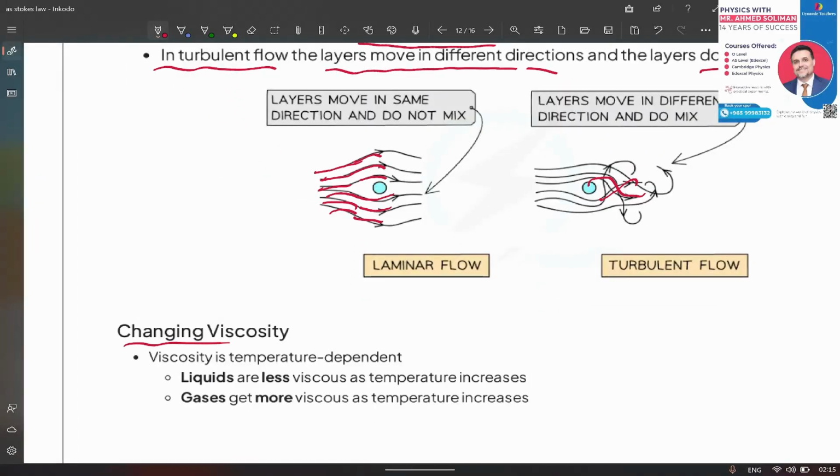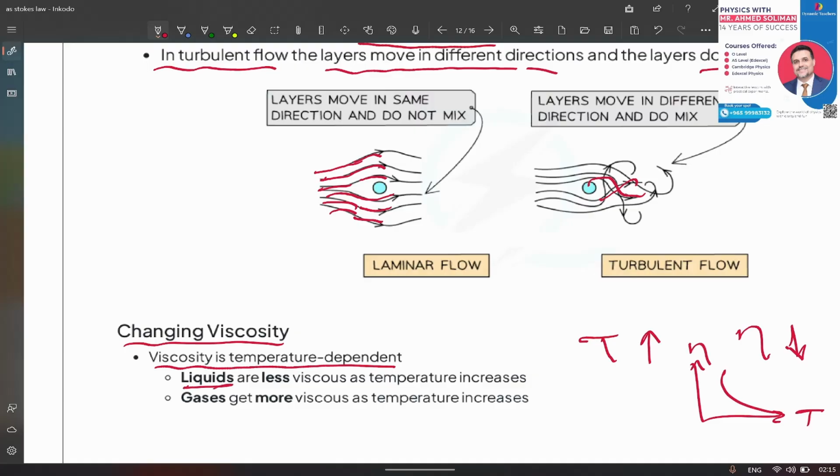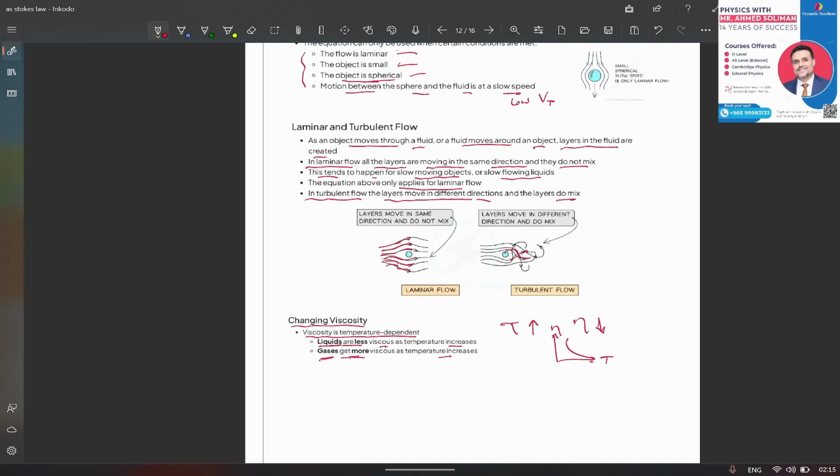Now, changes in viscosity. As I said, viscosity is temperature dependent, so it changes with temperature. As temperature increases, viscosity does what? It decreases, inversely proportional, for liquids, but the opposite in gases. So liquids are less viscous as temperature increases, but gases become more viscous as temperature increases.